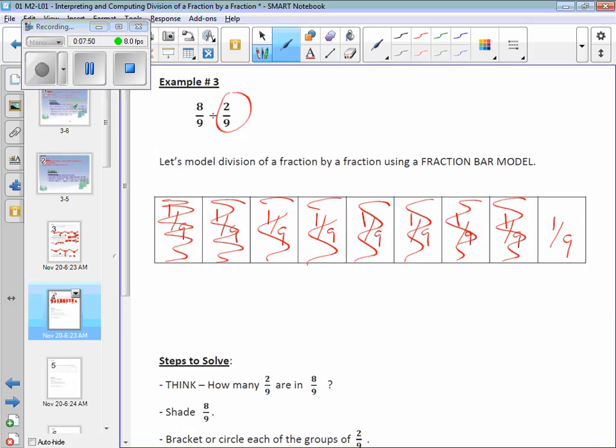Circle that 2/9, because just like with the whole numbers, take that second number and say to yourself, how many groups of, in this case 2/9, are in 8/9?